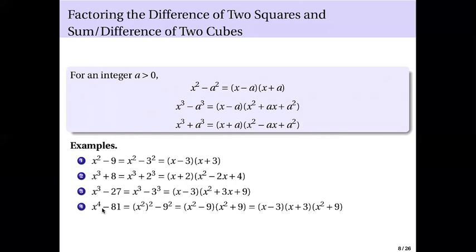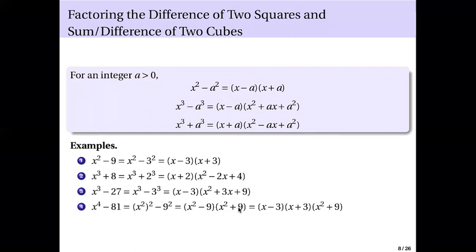Questions? Wouldn't you have to factor the last one though, the x squared plus 9? Like I mentioned earlier, this x squared plus 9 is already prime, which means you cannot factor that.